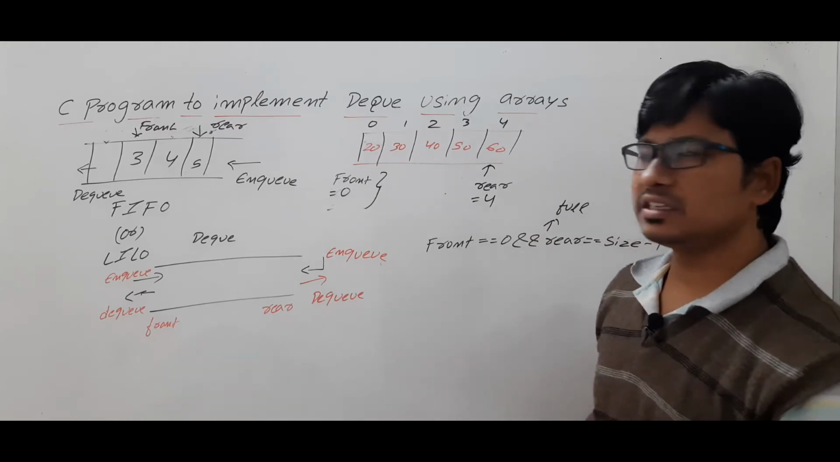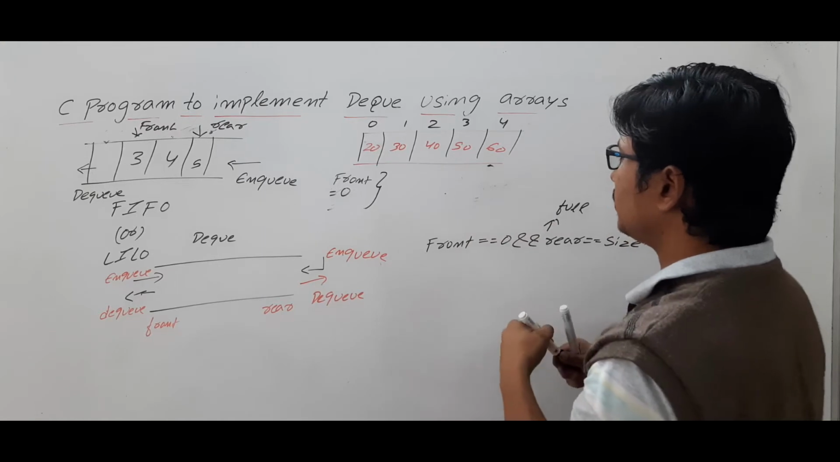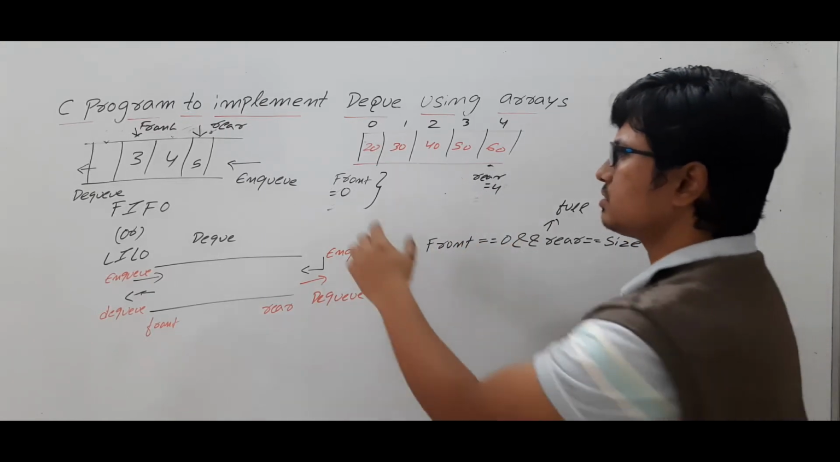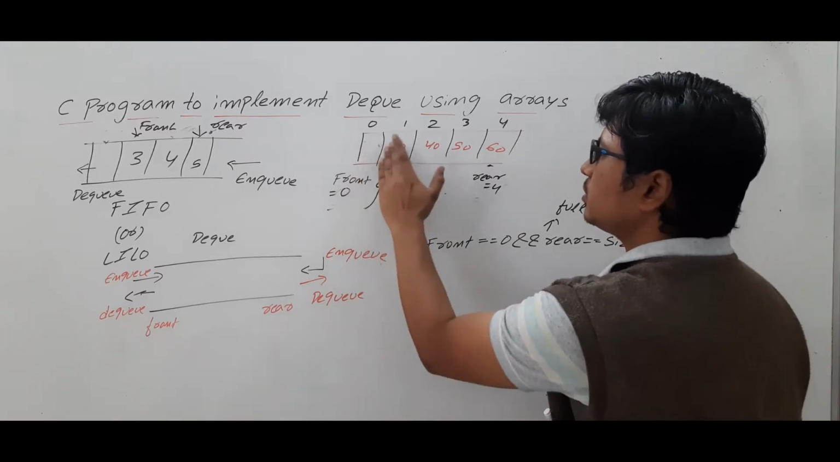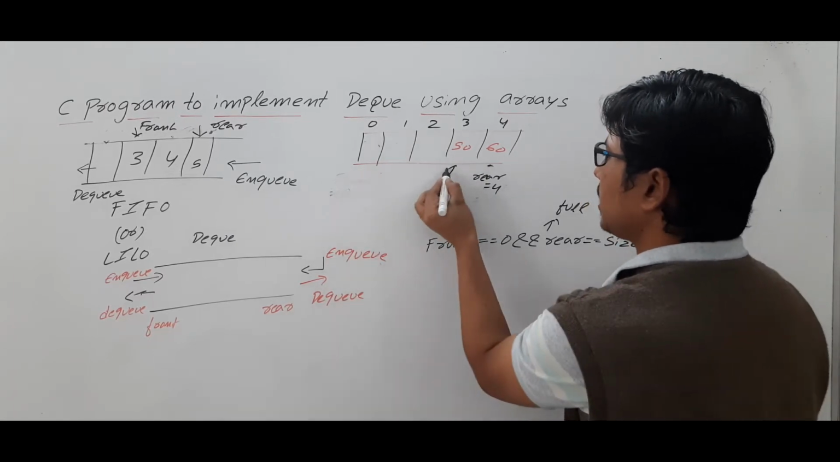Is there any other condition? Yes, let me discuss it for you also. Now rear is equal to 4, and front is equal to 0. Suppose you have performed dequeue, dequeue, dequeue 3 times. Now front is here, am I right?